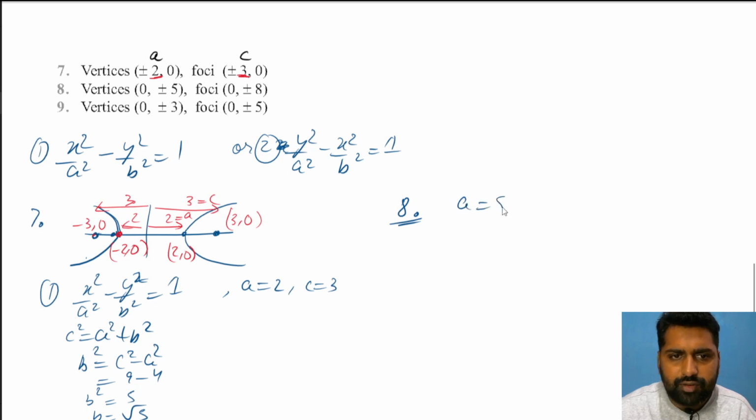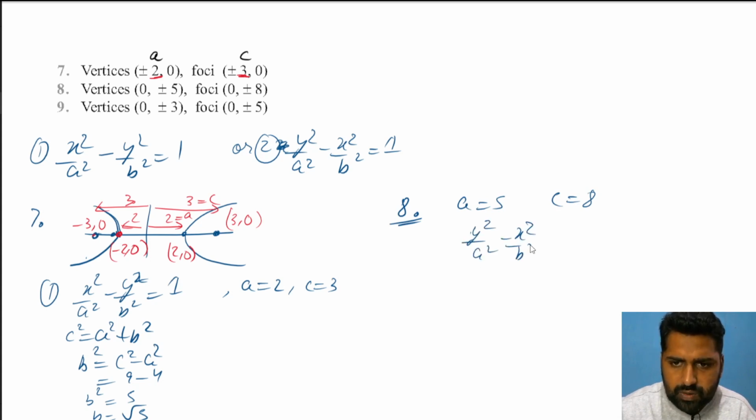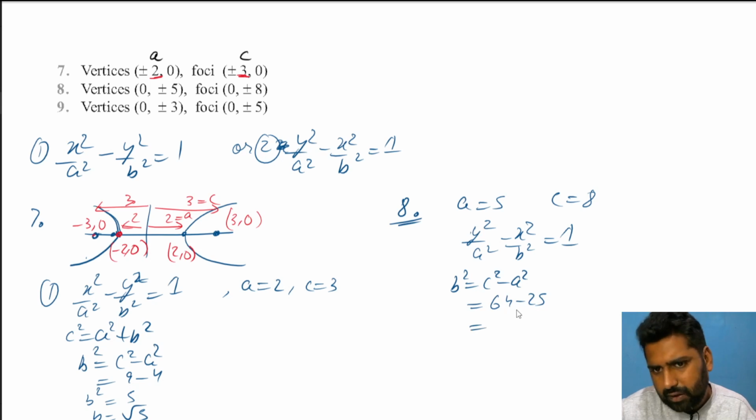Vertices A is 5, focus C is 8. They are on the y-axis, so I'll use y square by A square minus x square by B square equal to 1. I'll use this and let's find B. So B square is C square minus A square. Directly I calculated it earlier also. So 64 minus 25. How much did we get?